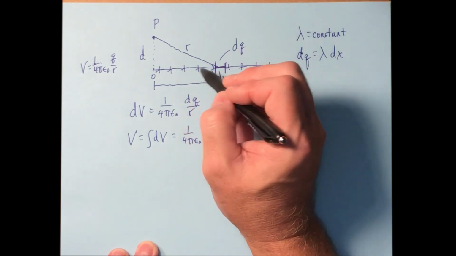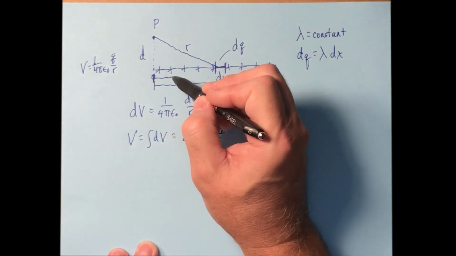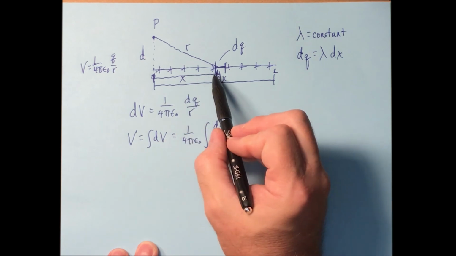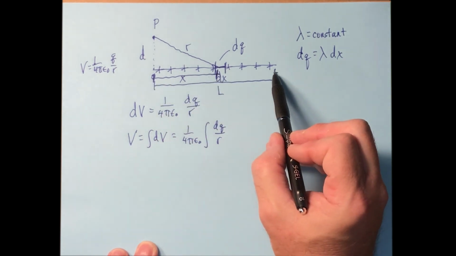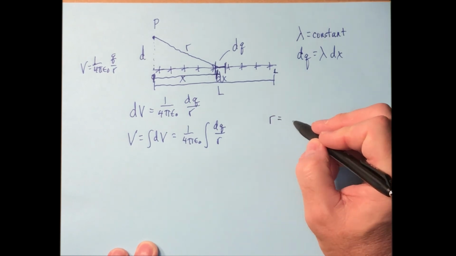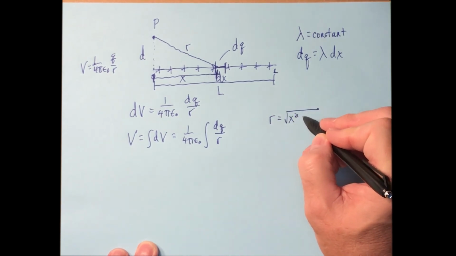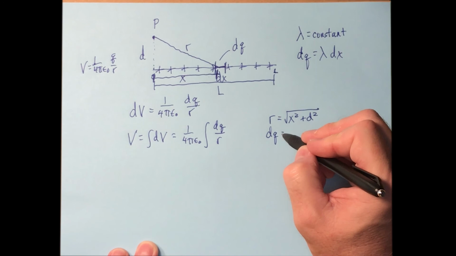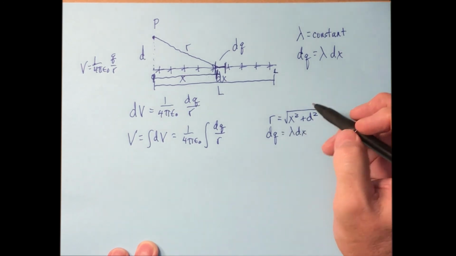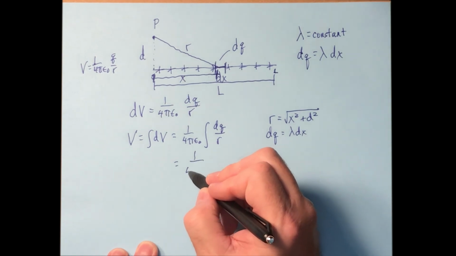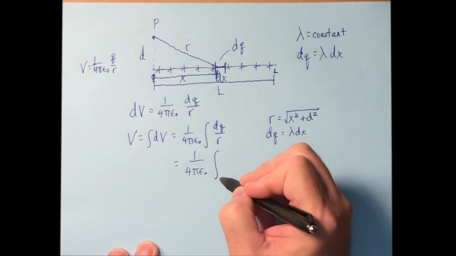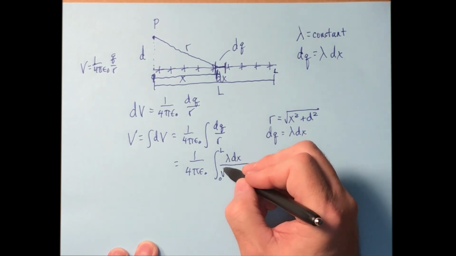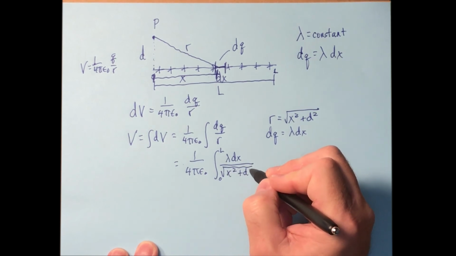Well, look, as r changes, this distance from here to there also changes. Since we called that dx, we should call this distance x. Now, x is a variable because it's going to go from 0 to L. But r itself is really the square root of x squared plus d squared then. And we've already seen that dq is lambda dx. So if I make those substitutions in here, this is 1 over 4 pi epsilon naught, the integral from 0 to L of lambda dx over the square root of x squared plus d squared.